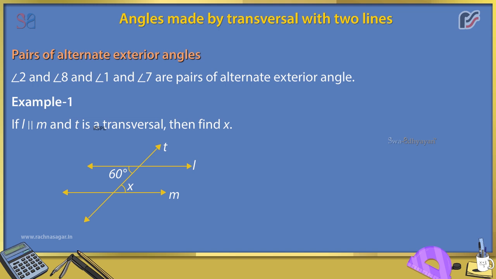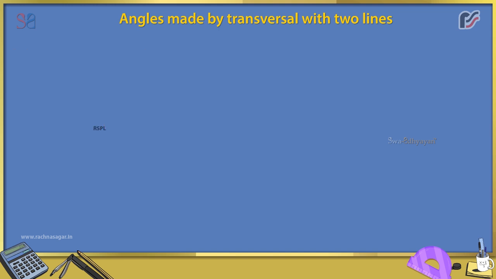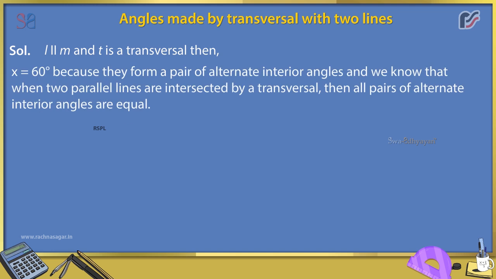Example 1. If L is parallel to M and T is a transversal, then find x. Solution. L is parallel to M and T is a transversal. Then x is equal to 60 degrees because they form a pair of alternate interior angles, and we know that when two parallel lines are intersected by a transversal, then all pairs of alternate interior angles are equal.